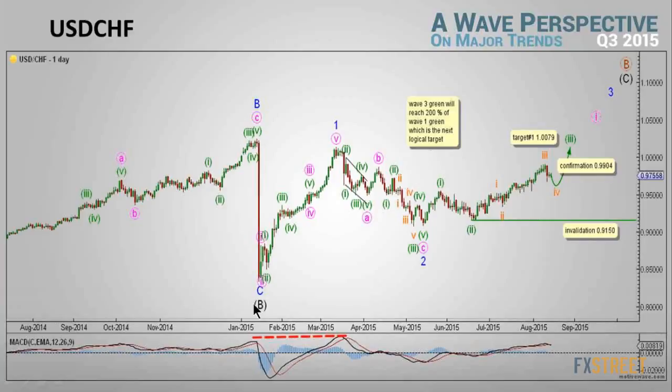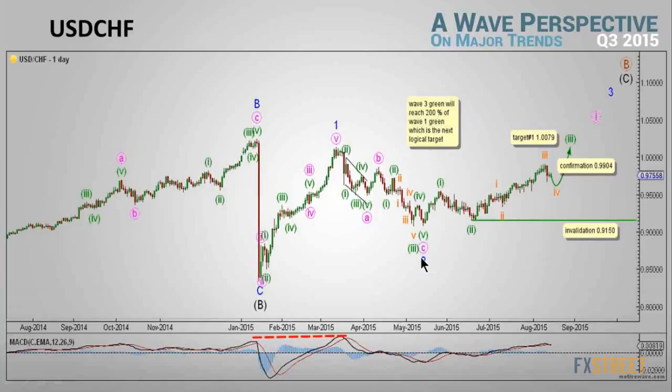5 green. Within wave C black, it's expected that waves 1 and 2 blue are complete, with wave 1 blue unfolding as an impulse labeled waves 1 through 5 pink, with wave 3 pink unfolding as an impulse also labeled waves 1 through 5 green. Following the completion of wave 1 blue, wave 2 blue unfolded toward the downside as a zigzag labeled A, B, and C pink, and it's clear that wave C pink unfolded as a 5-wave structure toward the downside.